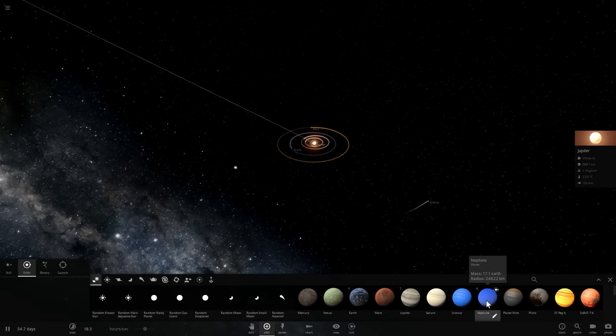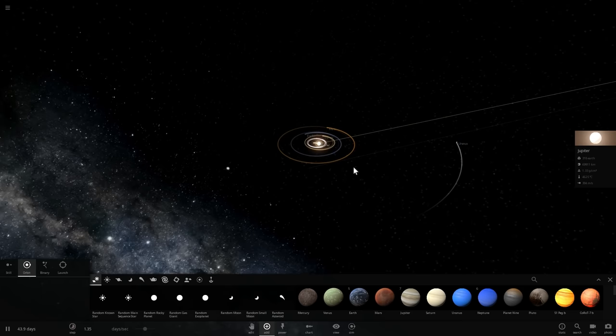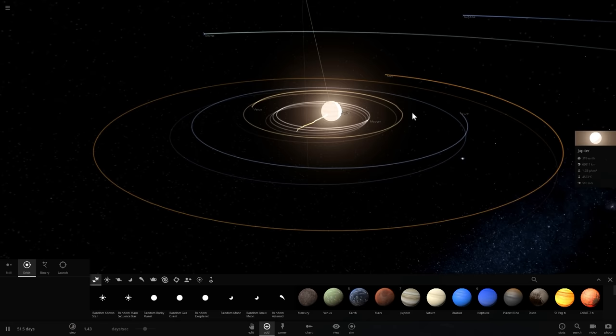Actually, we can probably place Neptune as well. And if things go wrong, they go wrong. Let's place Neptune. And now let's wait again. So we currently have 6 satellites, 6 planets orbiting around Jupiter, with only one missing, Saturn. And that's probably going to be the most difficult to place.